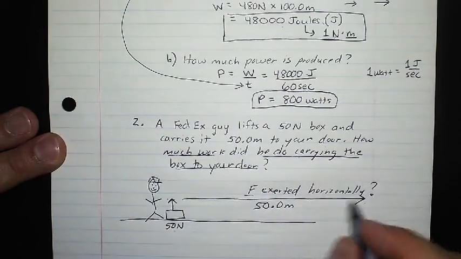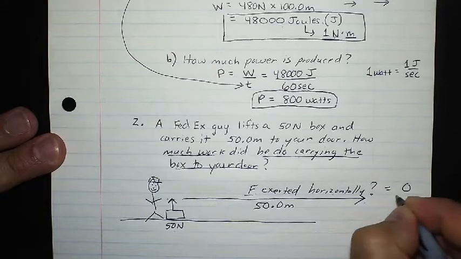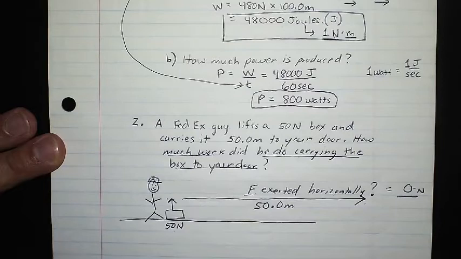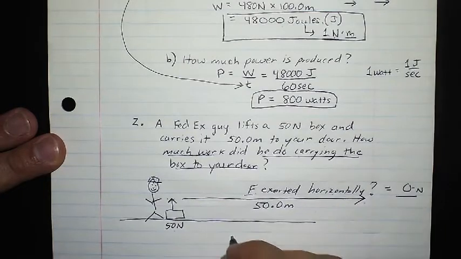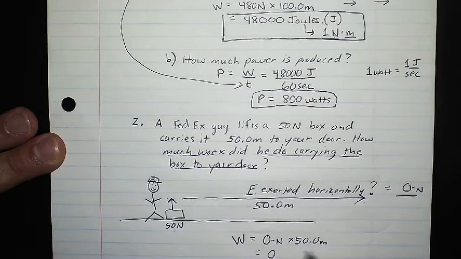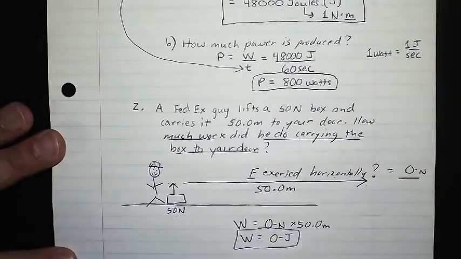And if we don't have this force exerted horizontally, we would assume that it's 0 newtons of force, which means in this example, work equals 0 newtons times 50 meters. We would have to conclude that he did 0 joules of work. That's how important the direction is.